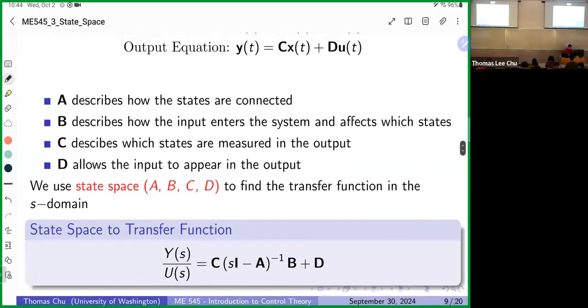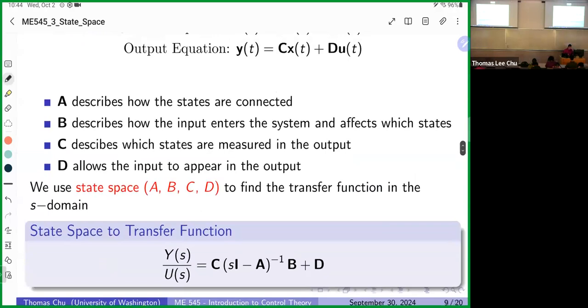So there's this equation here. It's called the state space to transfer function, and it is equal to our output C multiplied by our frequency domain S multiplied by the identity matrix minus A, inverse, times B, plus D. This is the equation that will get you the same exact transfer function.